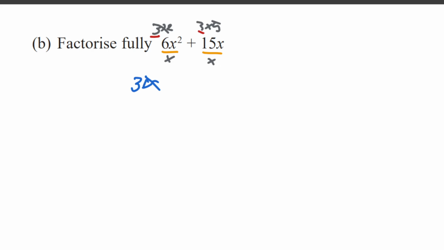So what's left here is 2x plus. If I take the 3 and I take the x out, I will be left with only the 5 here. And we finished. That's your 2 marks. Now let's look at the next question.